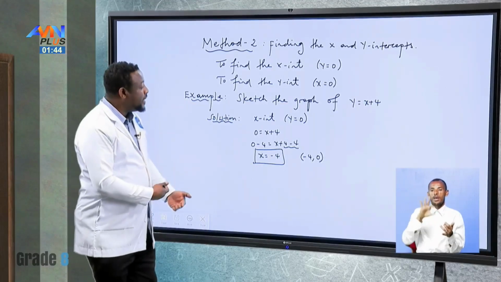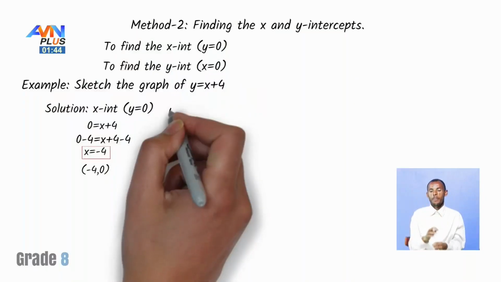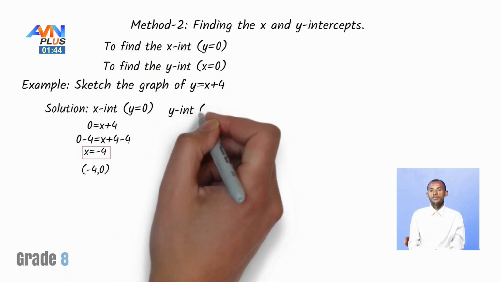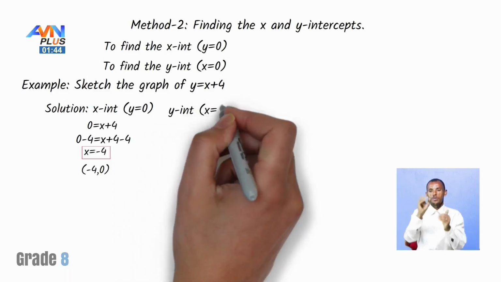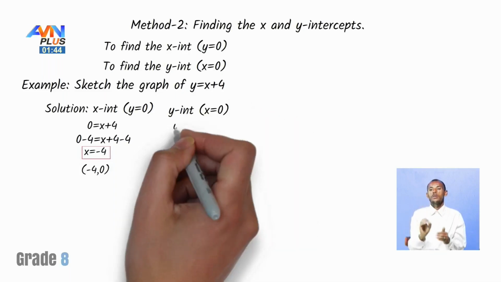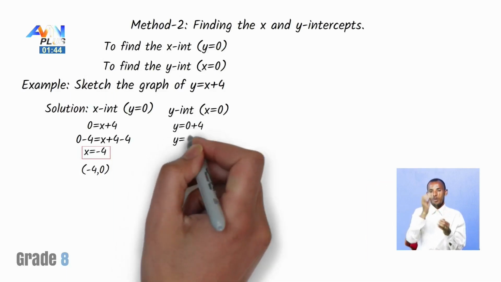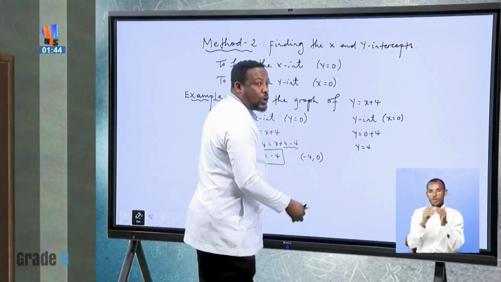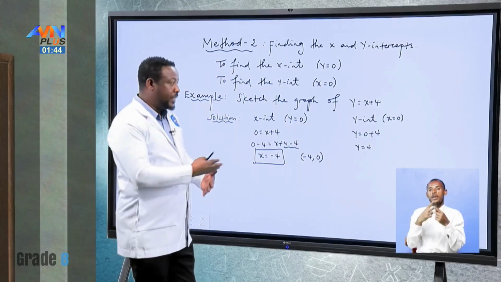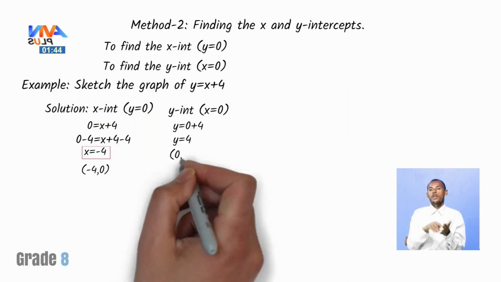The next thing is calculating the y-intercept. Okay, in calculating the y-intercept, we substitute x equals 0 in the equation. So substitute x equals 0 in the equation, then the equation becomes y equals 0 plus 4, which is 4. Okay, so at y equals 4, the graph crosses the y-axis, or you can put 0, 4.